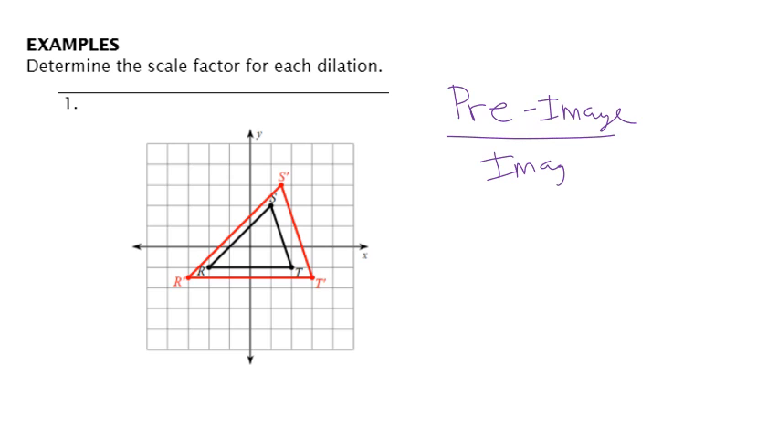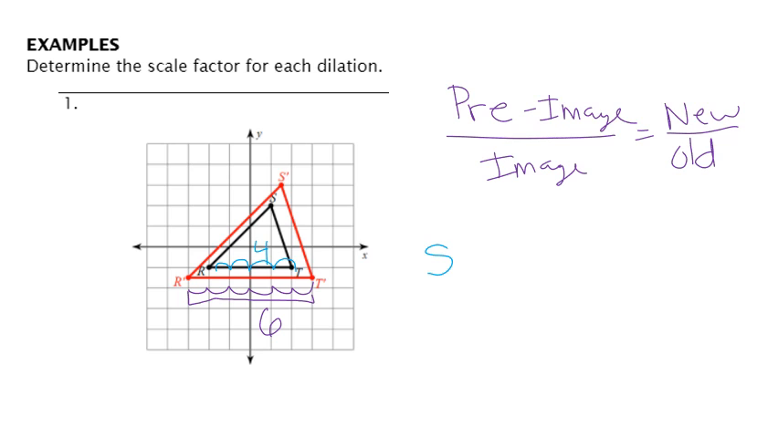Or another way to think of it is it's the new over the old, same thing. And so our new image, if I count it, that's my red. So I have triangle RST prime. And if I count it, I have 1, 2, 3, 4, 5, 6. So my new image, if I take one side length, that was 6. The old one, this would be the corresponding side, and that's a 4.